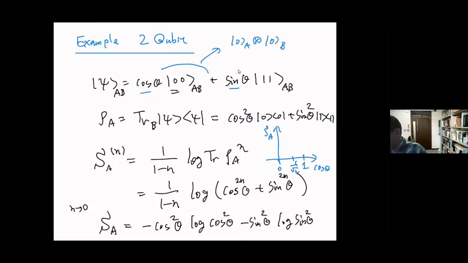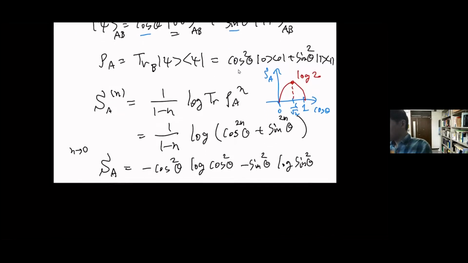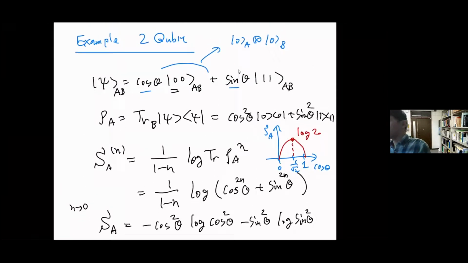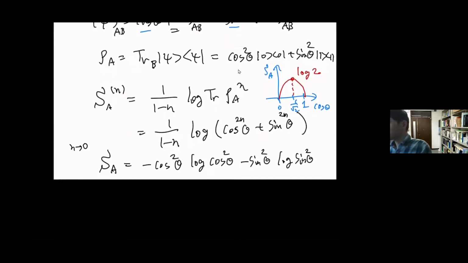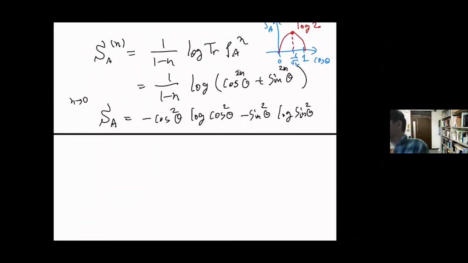follows like this: if theta is 0, obviously this is 0. This goes to 1, this goes to 0. So it's like this, and the maximum value is here, and this maximum value is log 2, since both contribute half. Log 2, because there are 2 degrees of freedom, up spin and down spin. So the log of this microstate number gives the entropy. This is of course a basic example, and we would like to promote this to quantum field theory later.